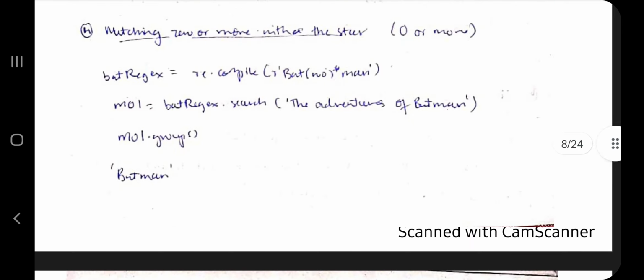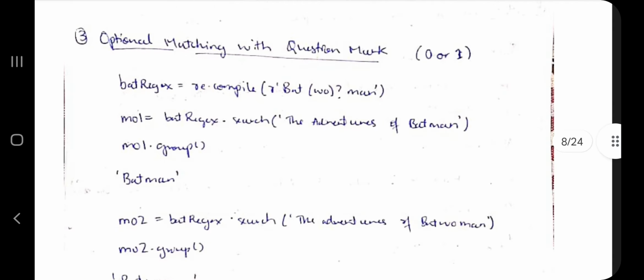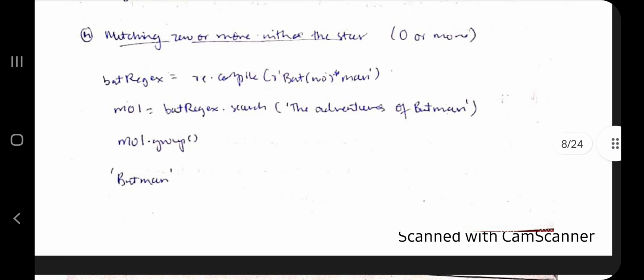Okay. So, the next one is matching 0 or more with a star. Star means 0 or more. In the previous one, question mark meant 0 or 1. Star means 0 or 1 or 2 up to n. Okay. So, let us see an example. Here I have written bat, WO repeated n times, and man. If it is Batman, star can include 0 also. So, 0 times WO is present, and that will be accepted. In this case, WO is there 0 times, and I have bat and man. Okay. So, this will be accepted here.